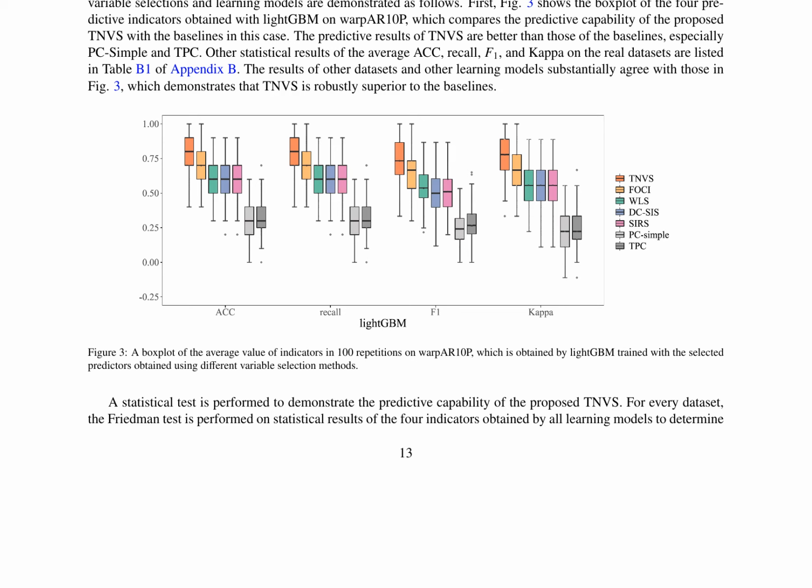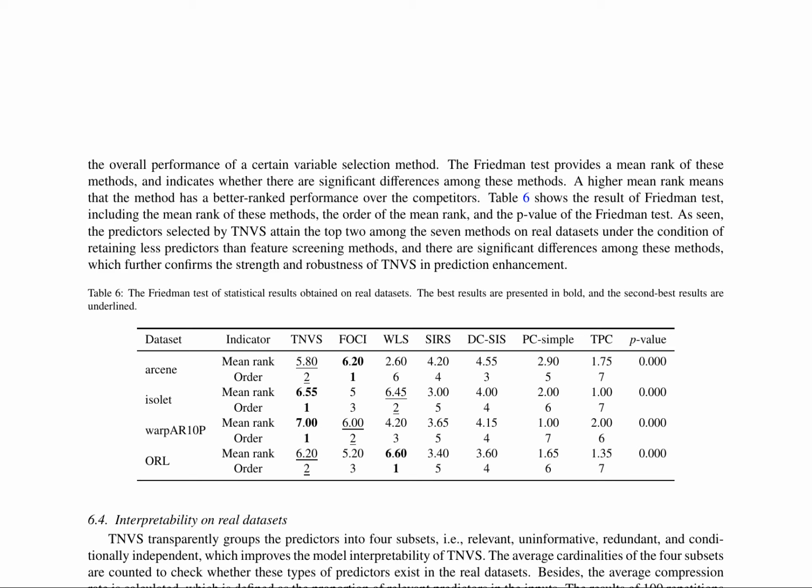The results, as shown in Fig. 3 and detailed in Table B1, demonstrate that TNVS is robustly superior to the baselines. A statistical test, such as the Friedman test, is performed to further support these findings. The Friedman test is employed to evaluate the overall performance of the proposed variable selection method, TNVS, in comparison to 6 other methods on real datasets. The results, presented in Table 6, demonstrate that TNVS attains the top 2 ranks among the 7 methods, with significant differences among the methods. This confirms the strength and robustness of TNVS in prediction enhancement.